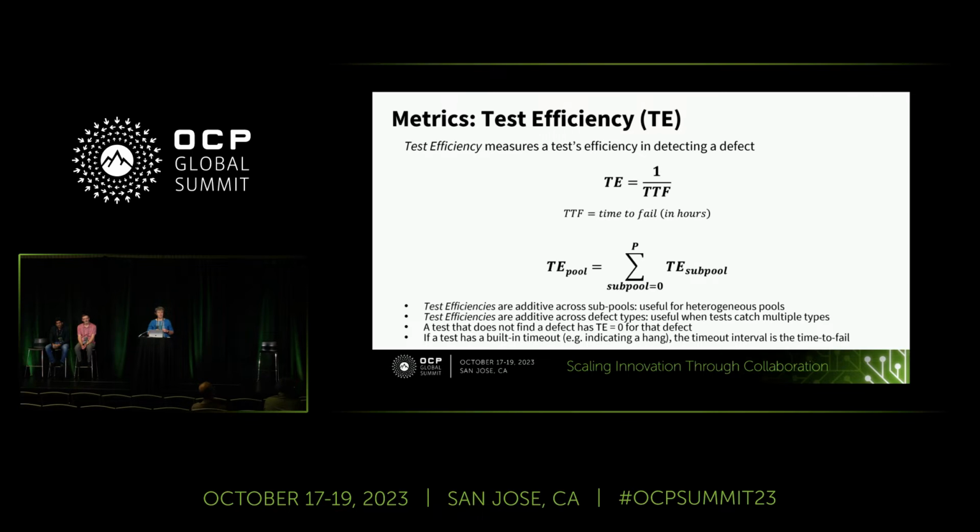Also, if a test does not find a defect, then its test efficiency is going to be 0 and its time to failure is going to be infinite. In many cases, a defect is found through a timeout. So in the case the defect is found through a timeout, then the timeout duration is actually going to be the time to fail.